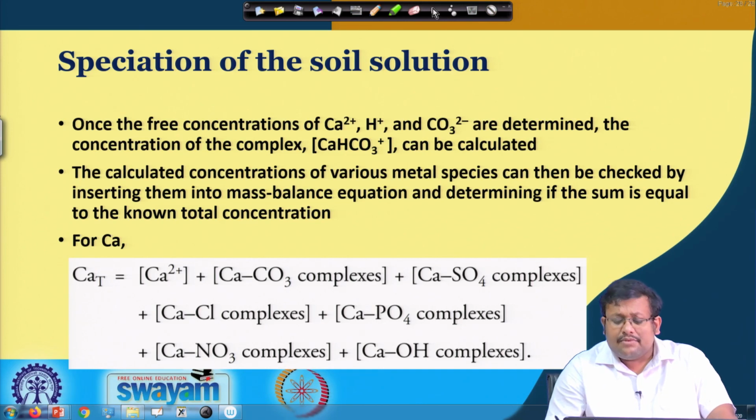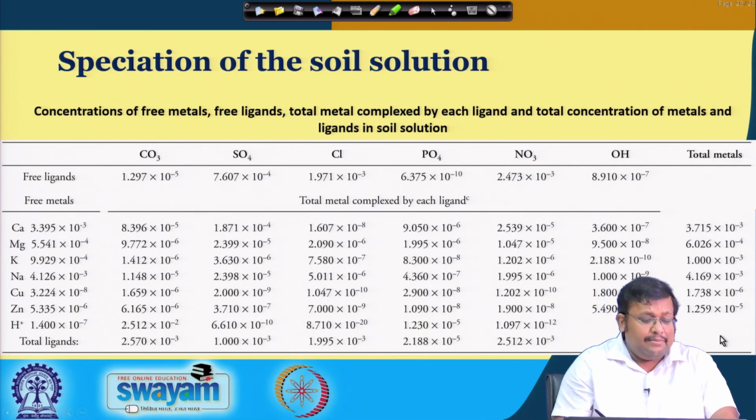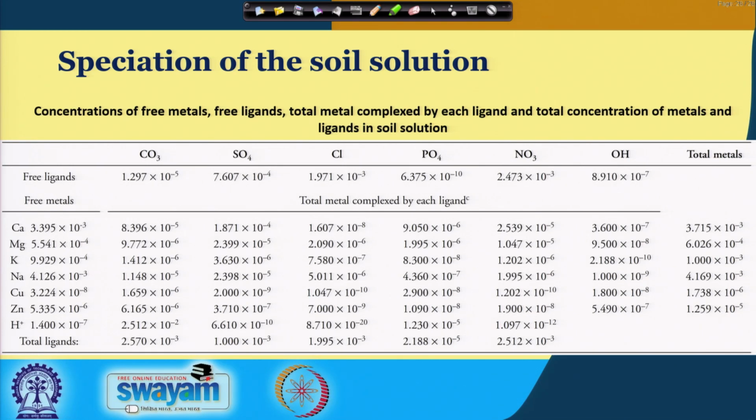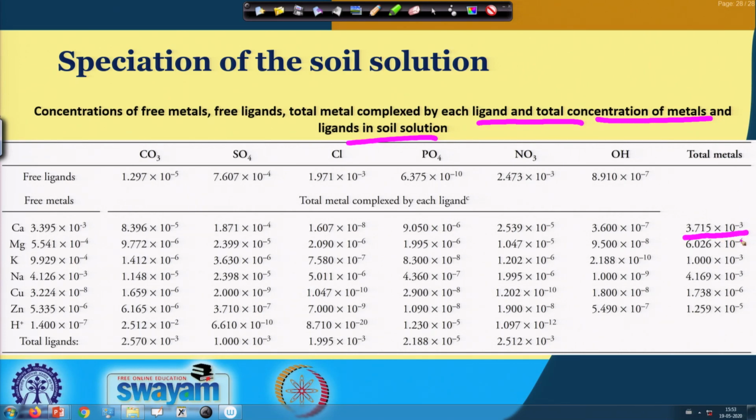So, let us see one example. In this table we can see the concentration of free metals, free ligands, the total metal complex by each ligand, and the total concentration of metals and ligands in the solution. In our case, the total concentration of calcium is 3.715 multiplied by 10 to the power minus 3. The total metal complex by each ligand is given here for carbonate, sulfate, chloride, phosphate, nitrate and hydroxide, and the free metal is this.